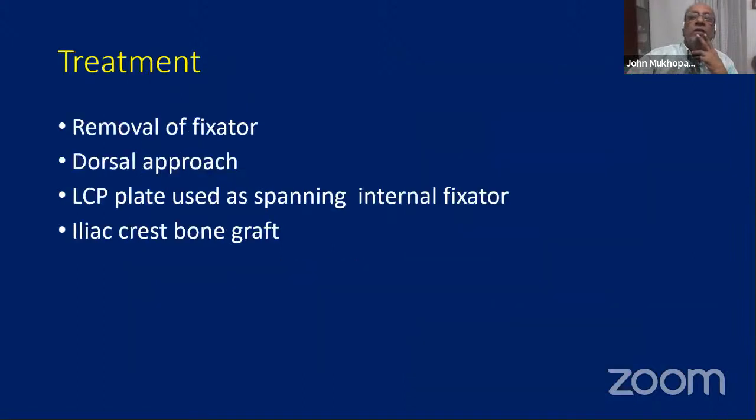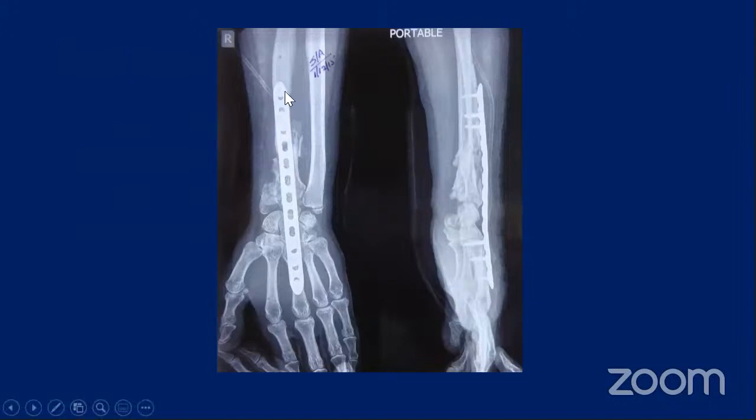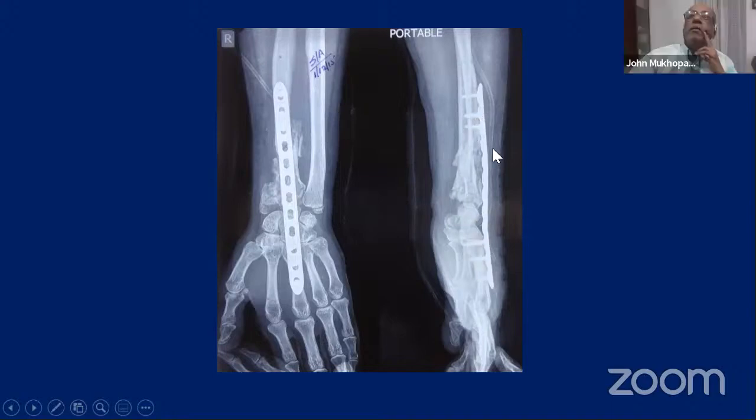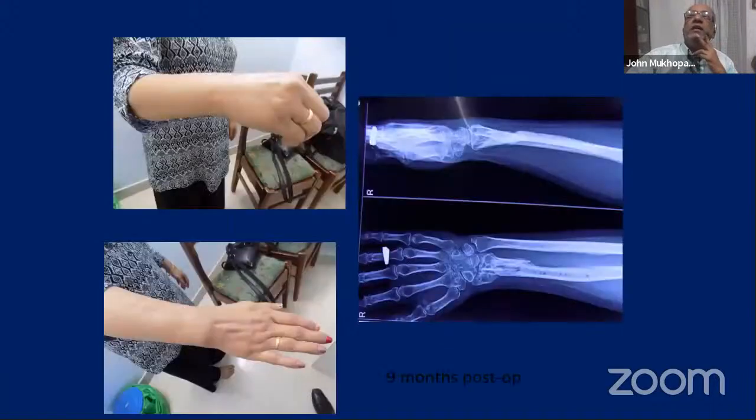So what we did was approach it from the dorsal side after removing the fixator, use an LCP plate as a spanning internal fixator, and all the gap in the bone here we filled with bone graft. So you can see the 3 screws in the proximal fragment, 3 screws in the metacarpal, bridging this whole area, distracting it out to length, and then filling it with bone graft. And then after 6 weeks, the plate was removed, and the fracture had healed.